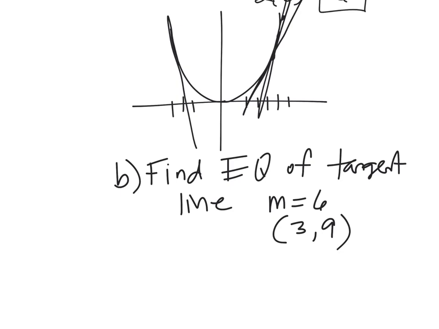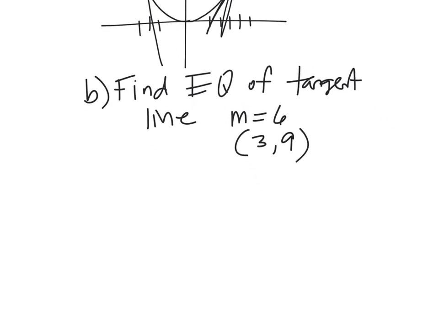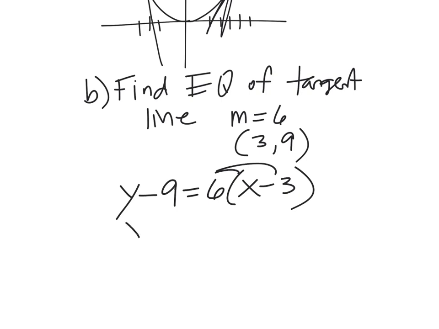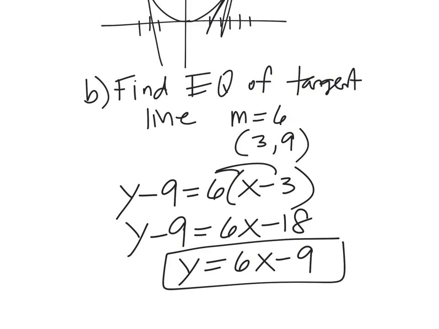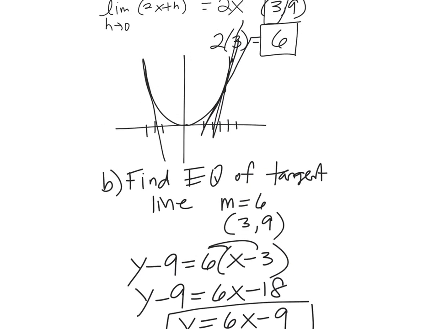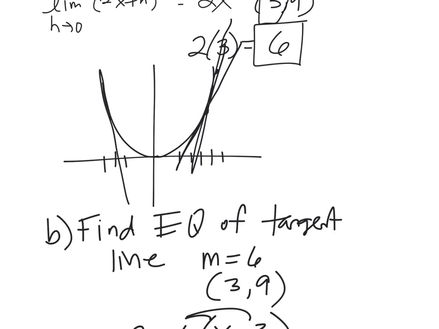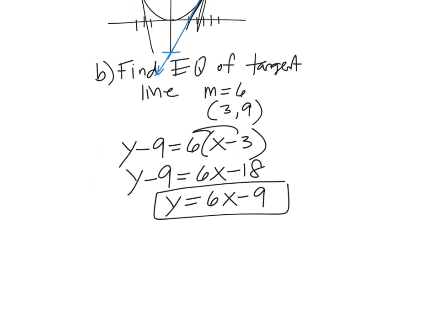What are you going to use? I would choose to use point-slope form, personally. So I'd go y minus 9 equals 6 times (x minus 3). Distribute. They're probably going to want it in slope-intercept form. 6x minus 18, add 9 to the other side. So y equals 6x minus 9. So that would be the equation of the tangent line that I graphed up here at 3. I drew a bunch of them. It's this line. It has a y-intercept of -9 and a slope of 6. Okay? We did this last year, some of us.